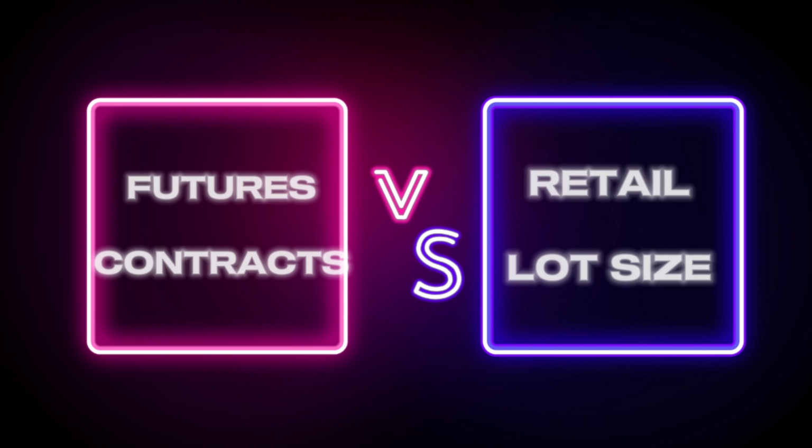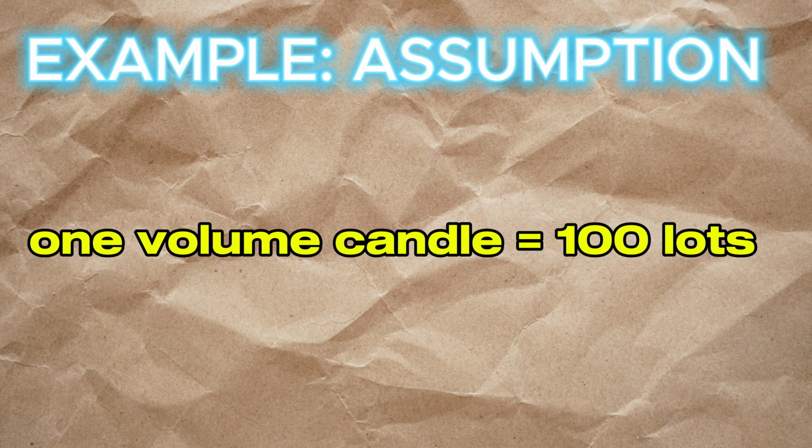Because I know the audience is mostly retail traders that are willing to learn, I'm going to relate an example with volume-based candles using lot size. For example, let's say we set a volume-based bar to 100 lots. This volume bar will print only when 100 lots occur.